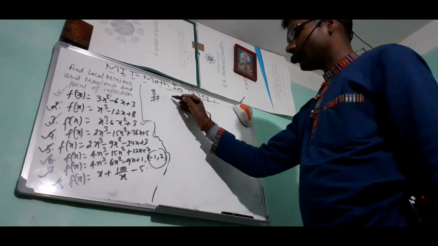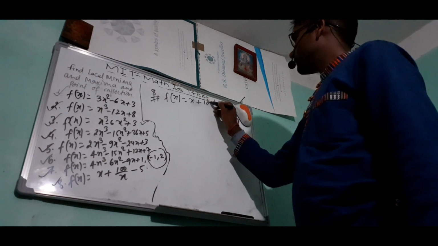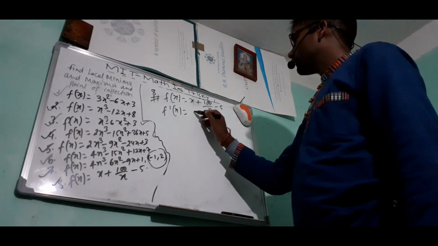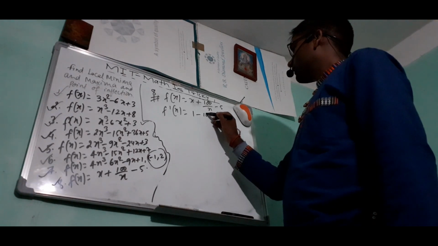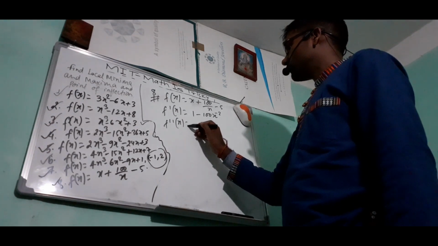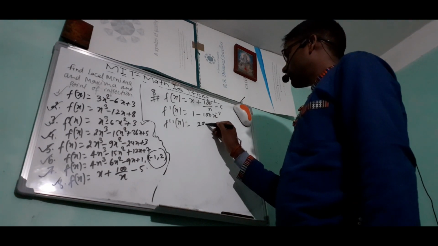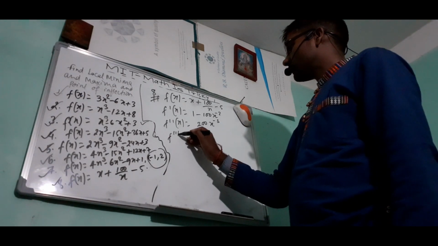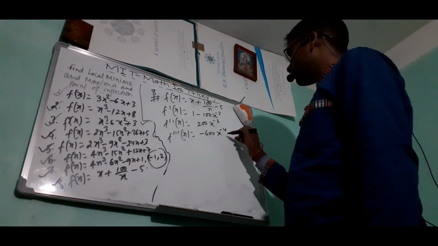Okay, question number 8. f(x) is given to be x plus 100 by x minus 5. Let's find the first derivative. It will be simply 1 minus 100 x power minus 2. The second derivative we get is 200 x power minus 3. The third derivative we get is minus 600 x power minus 4.